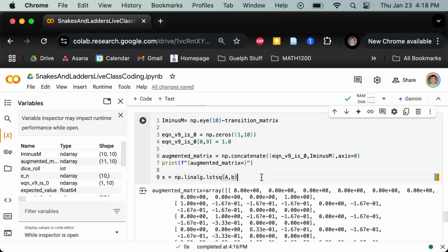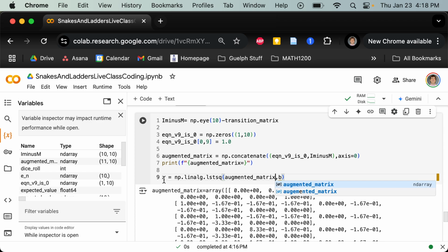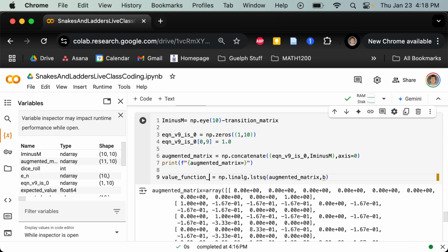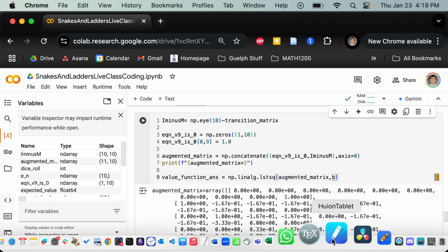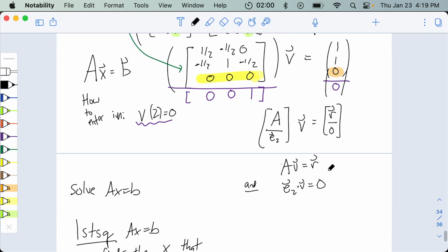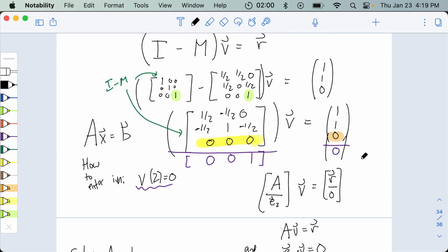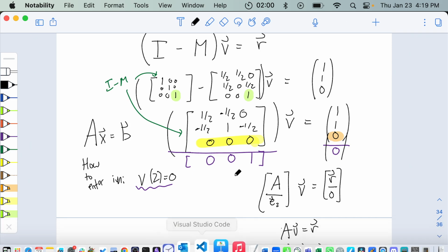Okay, so let's go back to this. And we wanted to do it with the augmented matrix. Okay, and this is to find the value function answer. And so we're going to use least squares. What do we have to put in as the vector b? That's the vector of all these rewards that we had over here. So it's the vector that is all ones except for a 0 in the terminal state. If you put in all ones except a 0 in the terminal state, then it's counting how many times you visited all the non-terminal states.